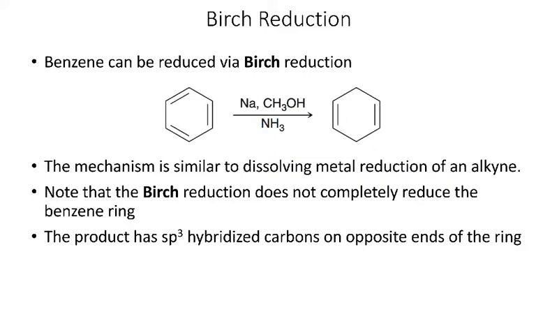Now, if you notice, we didn't completely reduce the benzene ring, right? We only lost one of the multiple bonds, and we still have 2 double bonds. In fact, the double bonds are directly opposite each other on the benzene ring, and then at opposite ends, we also now have 2 sp3 hybridized carbon atoms. So let's look at the mechanism for this Birch reduction.